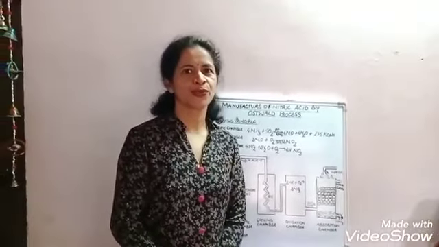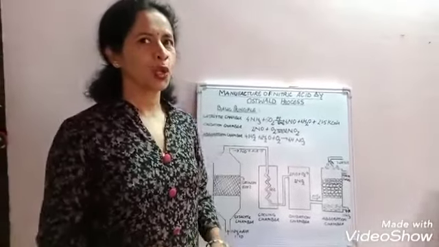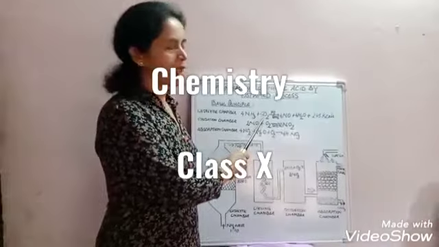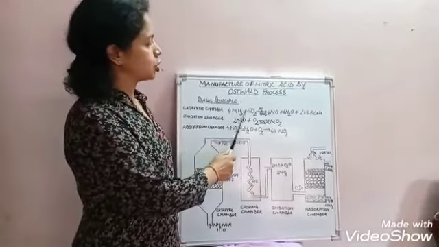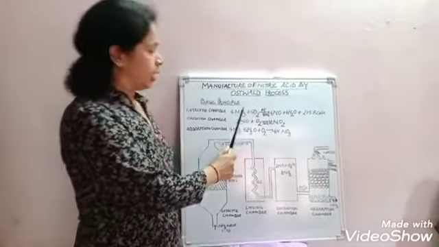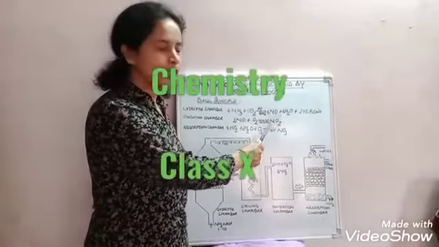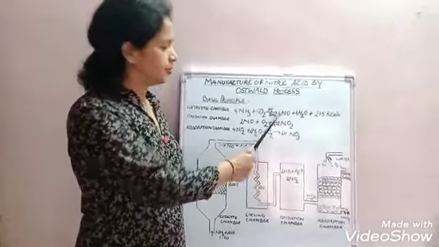Ostwald process for the manufacture of nitric acid. Chemicals required for this process are ammonia and air. The basic principle is oxidation of ammonia. Ammonia gets oxidized to form nitric oxide in the presence of a catalyst, which is platinum here.